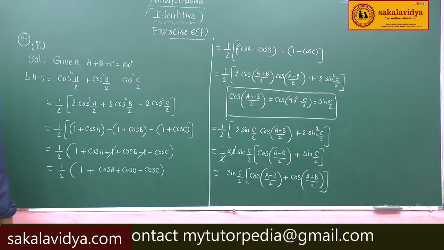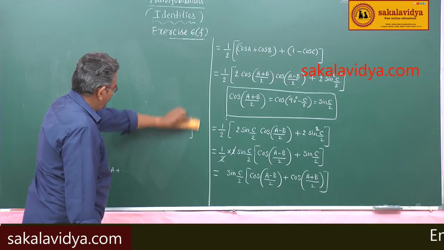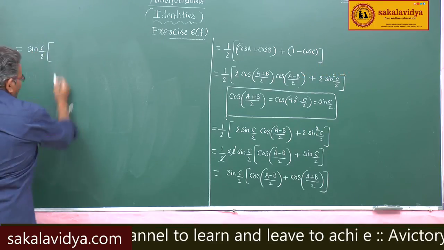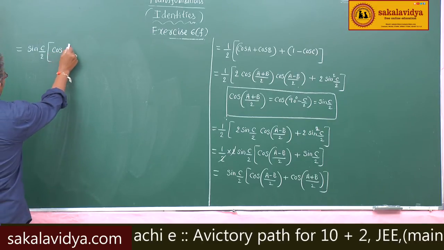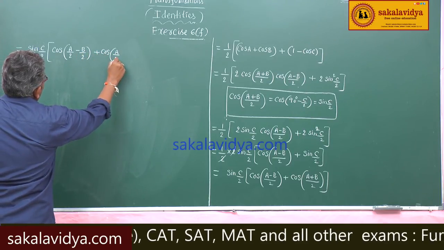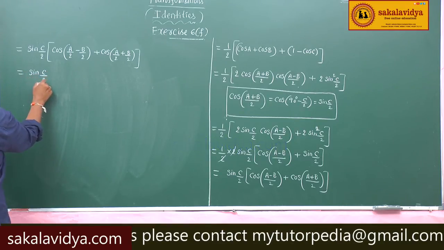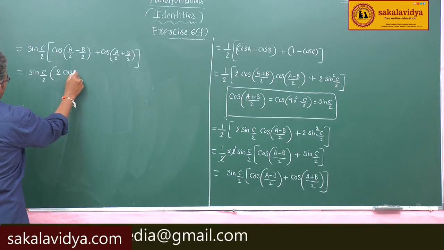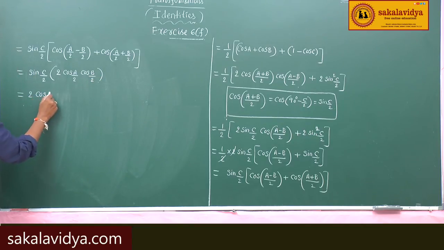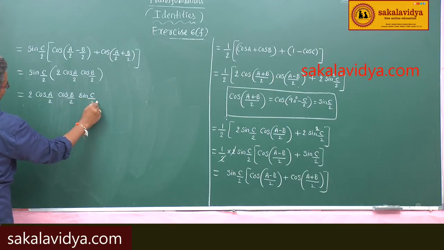So now this we can write sin C by 2. For convenience we write cos of A by 2 minus B by 2 plus cos of A by 2 plus B by 2. This is 2 cos A by 2 cos B by 2. So this is equal to 2 cos A by 2 cos B by 2 into sin C by 2. This is RHS.